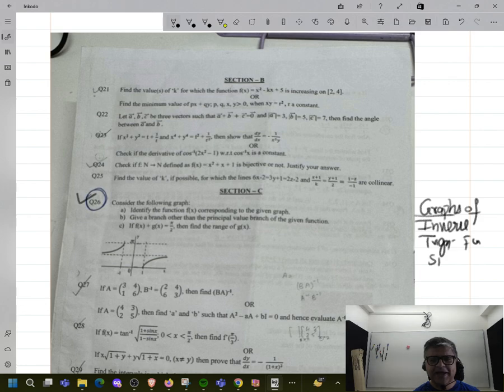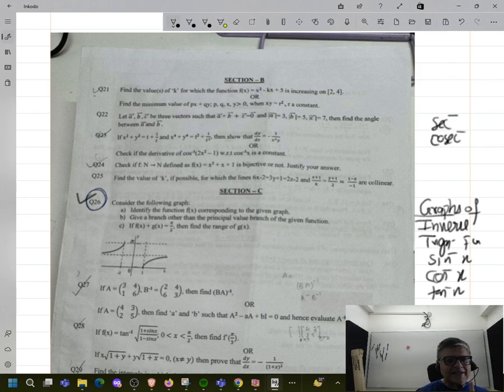So sine inverse x, you should know how to draw the graph, memorize. Cos inverse x, tan inverse x, cot inverse x, cosecant and secant. The favorite ones are secant inverse and cosecant inverse. These are two favorite graphs. If you memorize these from NCERT, where they're already given, then it's a very easy question.